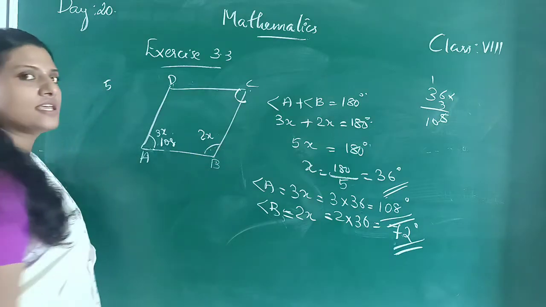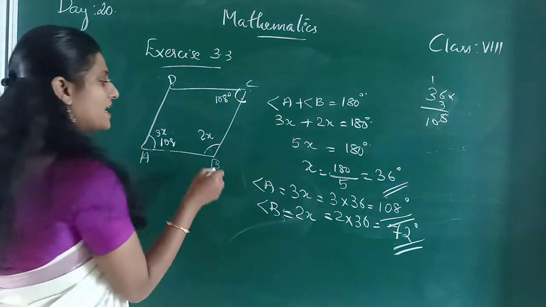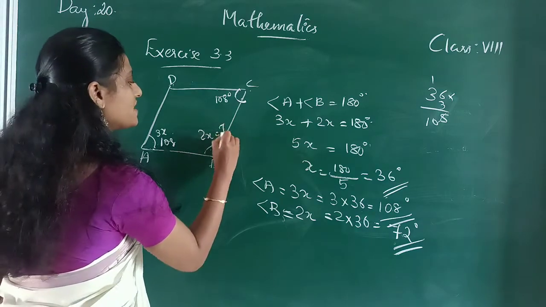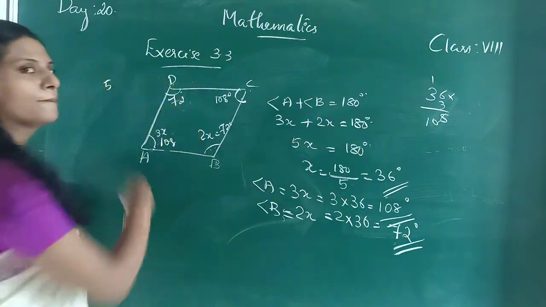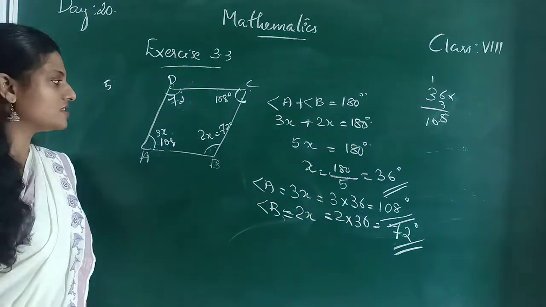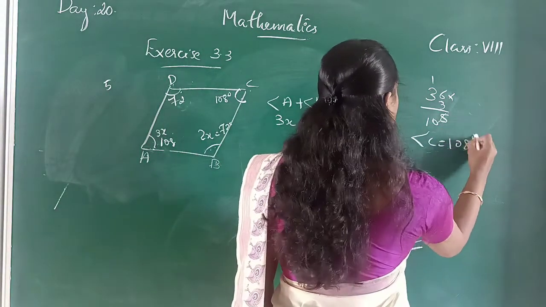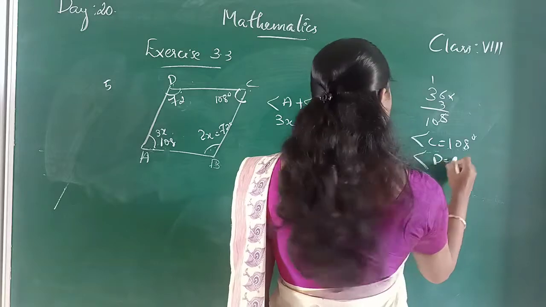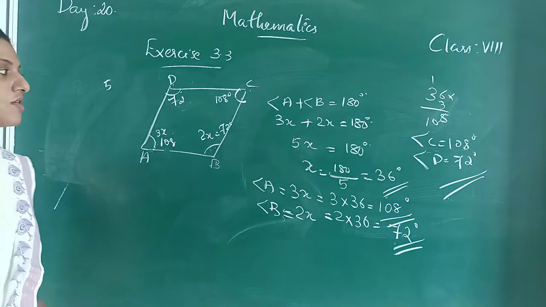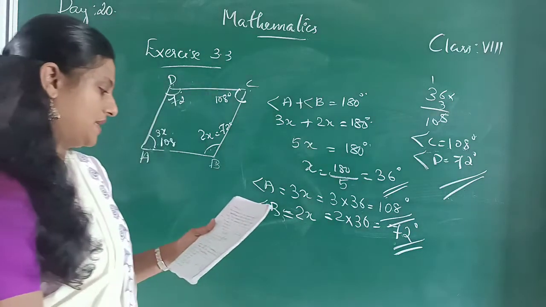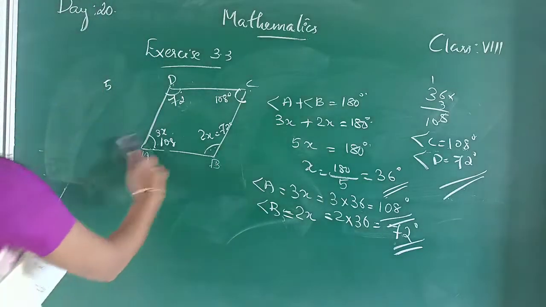Angle A is 108 degree. So what is angle C? 108 degree. What is the reason? Opposite angles are equal. Angle B is 72 degree. What is angle D? 72 degree. You got all the four angles, right? So angle C is equal to 108 degree and angle D is equal to 72 degree. Reasons are that they are the opposite angles of angle A and angle B. So this is the method of doing this type of problems.